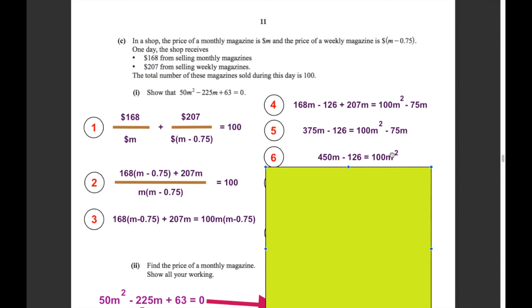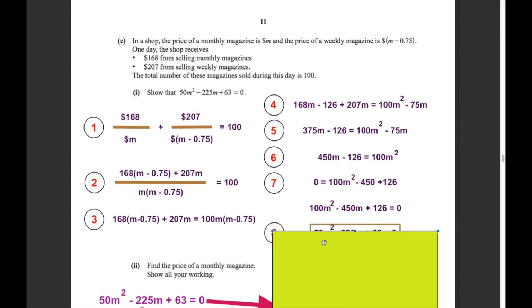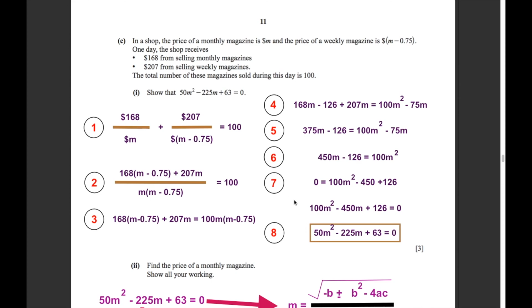We move all of this here, so it becomes 100m squared minus 450 plus 126, and then equals 0, right? And it's the same thing if we place a 0 on this side or that side, it doesn't make a difference. And all we have to do now is simplify, so we can divide the whole thing by 2, and it gives us this exact answer.